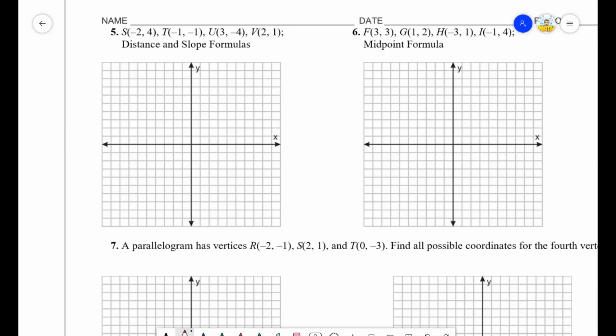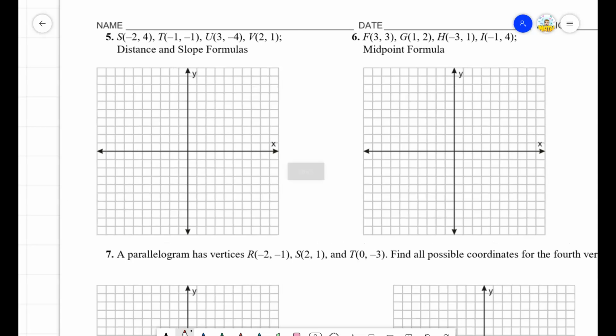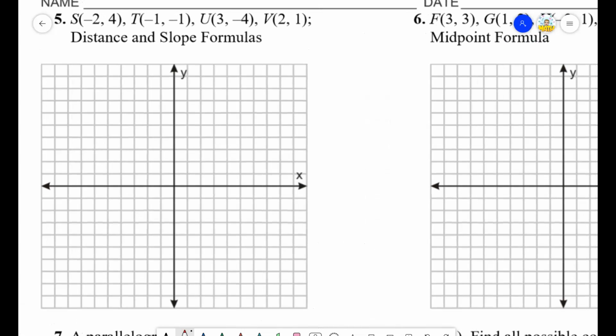So number 5, we're going to do the same thing again. It's distance and slope. So we'll focus in on one pair of opposite sides. So we start with S is at -2, 4. So it's up to us really which side we want to verify this with. I'm going to look at SV and compare that to TU. And remember, I'm going to do both distance and slope. So we can do slope first.